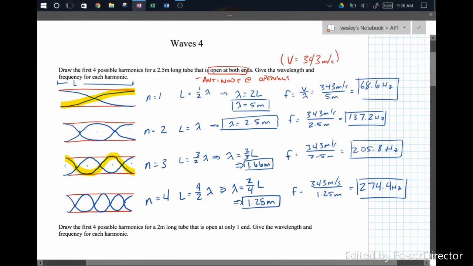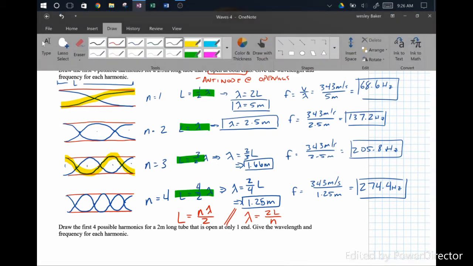Now, while we're here, let's talk about some patterns that we notice. Every time we move on to the next harmonic, we are adding half a wave. So we start off with half of a wave. The next thing we get is 2 halves of a wave. The next is 3 halves of a wave. The last is 4 halves of a wave. If we were to come up with a general pattern for this, and we've done this in previous work, we would say that the length is equal to n lambda over 2. If we solve that for the wavelength, the wavelength is 2L over n, where n is the number of the harmonic. That's the first little pattern that we see.